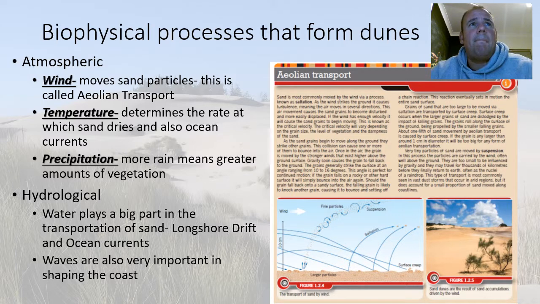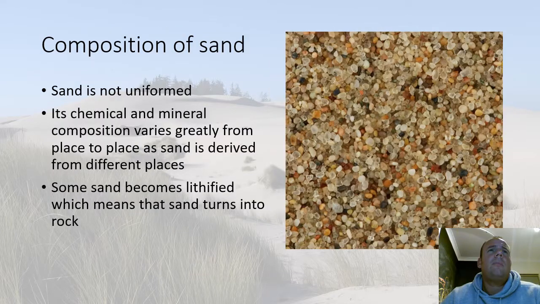Hydrological biophysical interaction is also important because it transports the sand to places around the world. And also the waves. Waves basically shape coasts. If we don't have those waves that help promote and grow sand dunes, then we don't have sand dunes, full stop. Also the composition of sand.